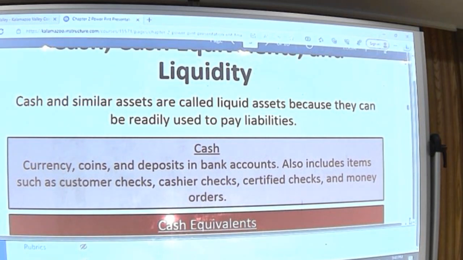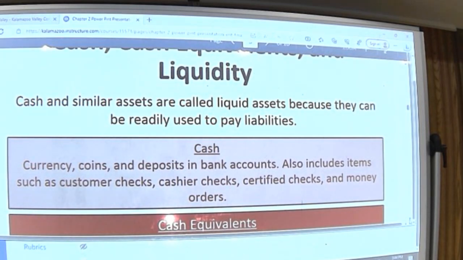Cash and cash equivalents and liquidity. Cash and similar assets are called liquid assets. Okay, if it's liquid, we can get the use of it very readily. And cash, of course, is the most liquid asset of all. We call cash any currency that we have, any bills, any coins, any deposits in bank accounts. And we also include customer checks and cashier's checks, certified checks, money orders. All of those things are considered to be cash.